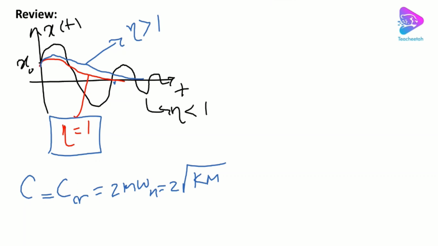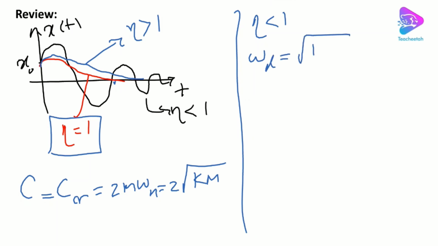However, for many cases we deal with a system that has an underdamped condition, which means that zeta is less than 1, and we have omega d equal to square root of 1 minus zeta squared times omega n.